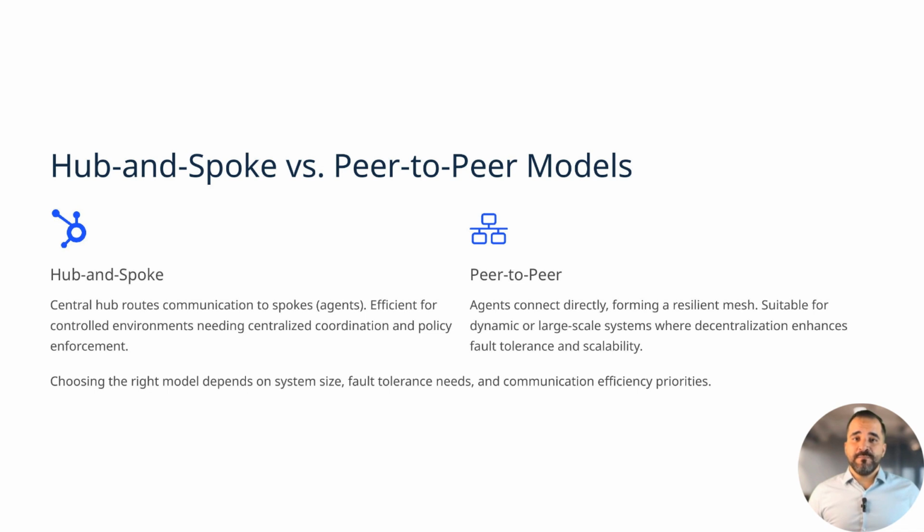In contrast, the peer-to-peer model allows agents to communicate directly, forming a decentralized mesh network. This structure enhances fault tolerance, eliminates single points of failure, and scales effectively with the addition of new agents. It is especially advantageous in dynamic, large-scale environments where flexibility and resilience are key. Selecting the appropriate model depends on factors such as system size, communication overhead tolerance, fault tolerance requirements, and the need for centralized governance. A clear understanding of these trade-offs is critical for designing robust and efficient multi-agent communication infrastructures.